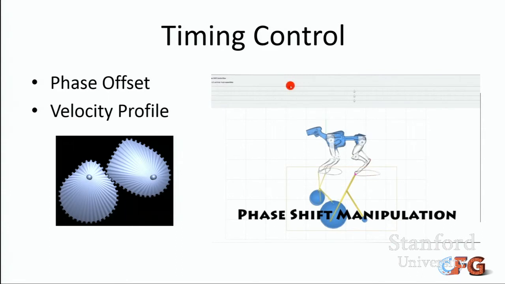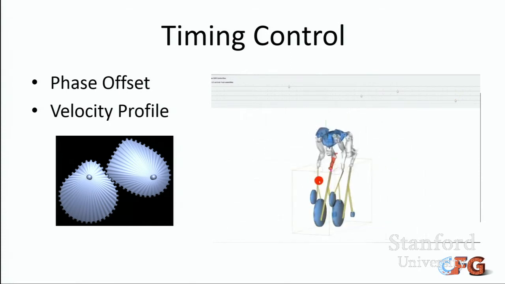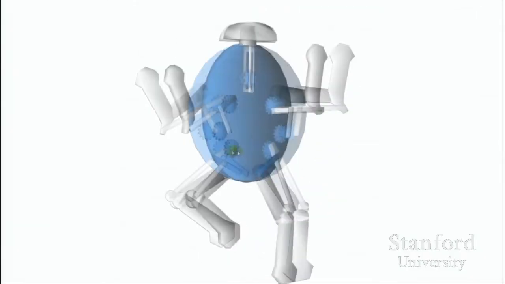There are a few bells and whistles that we also provide. So for example, if you would like to change the phase between the motions of different legs in this case, you can do this with a very simple interface and just change the phase of the connecting of the two gears. We can also provide custom velocity profiles, and this is done using non-circular gears and specifying with a user interface how the velocities should change as a function of time.